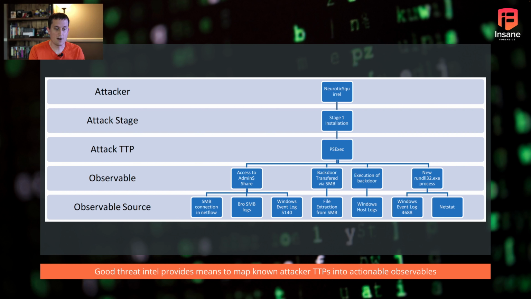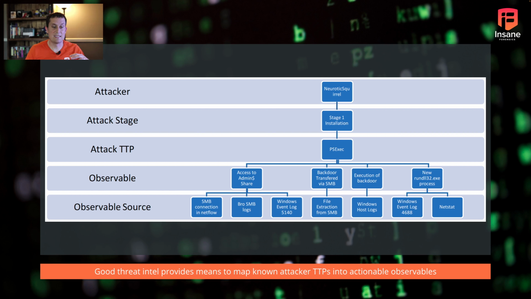So starting out, one of the things that we can do is model out an attacker's capabilities using what we get from intel, right? So good threat intel is going to help you build this map. In this case, we have an attacker called Neurotic Squirrel, and you can go down to the attack stage. So if you're using the Lockheed Martin kill chain, if you're using the ICS attack kill chain, whatever model you're using to model the phases of attack, that's what the attack stage is.